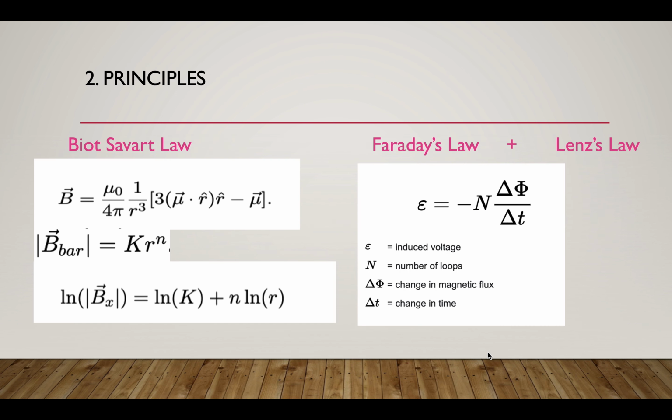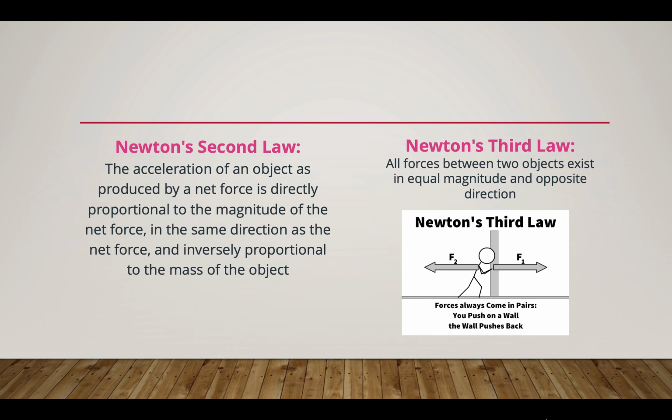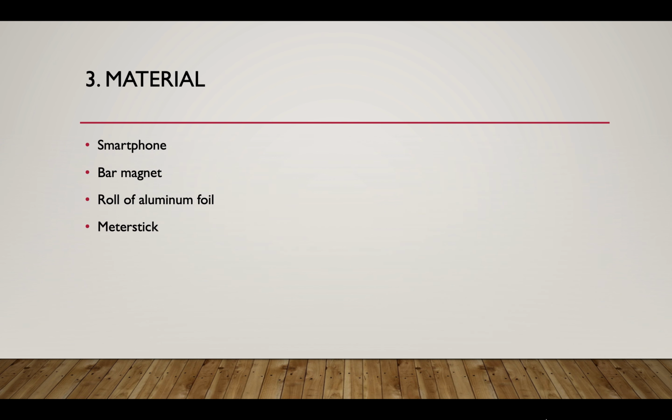Some of the principles that we will use are the Biot-Savart law, Faraday's law, and Lenz's law, which will help us find the voltage correlated with the time derivative of flux and the induced electric current, which creates a magnetic field opposing the changes. We use Newton's second law to update the position and velocity of the magnet, and Newton's third law to find the force of the falling magnet on the tube rings. Some of the material that we will use in the lab is a smartphone, a bar magnet, a roll of aluminium foil, and a meter stick.